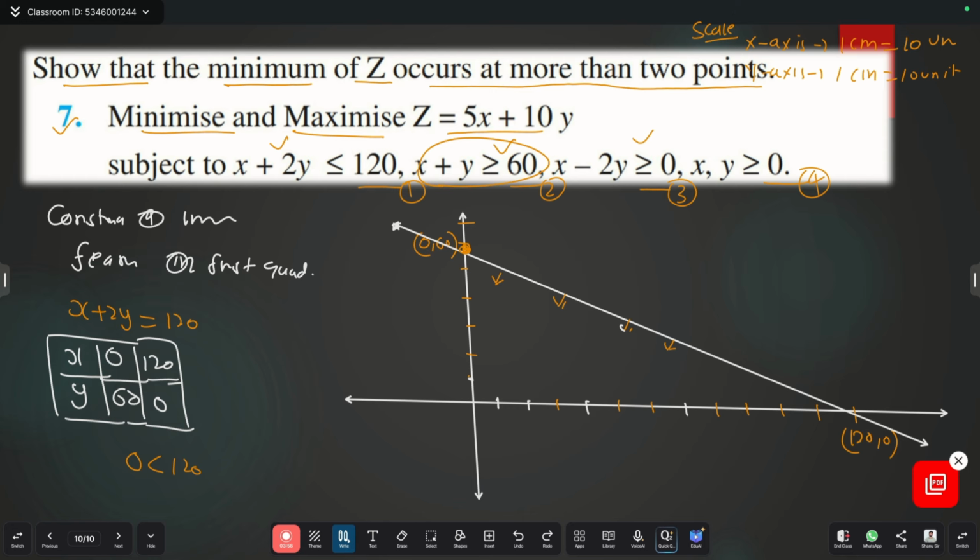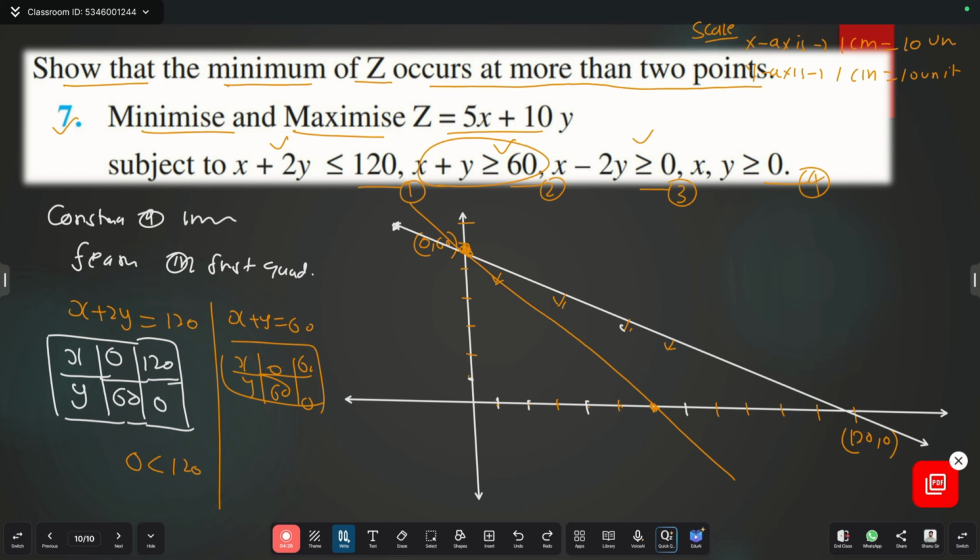x plus y equals 60. After that, for this: x 0, y 60; y 0, x 60. So 0, 60 and 60, 0. 0, 60, again this, and 60, 0. 1, 2, 3, 4, 5, 6. This. Then this. Correct? This line.